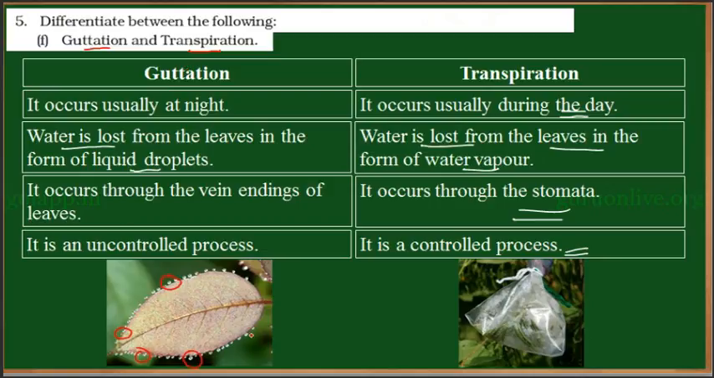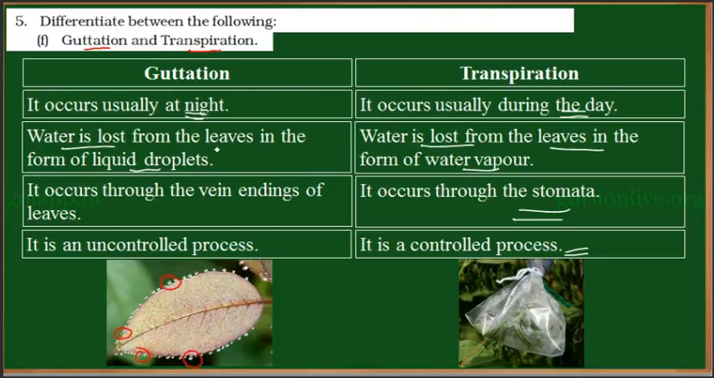When transpiration is not taking place, more water will be present in the vessels. Now the plant has to get rid of this water, and this water will be lost in the form of liquid droplets. So generally guttation occurs during the night time. So guttation occurs only in the absence of transpiration. Transpiration occurs during the daytime, whereas guttation occurs during the night time.